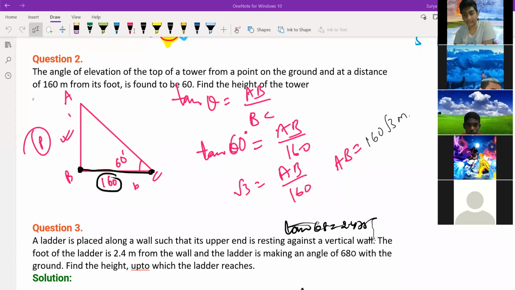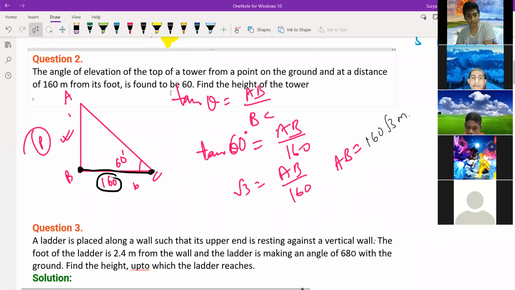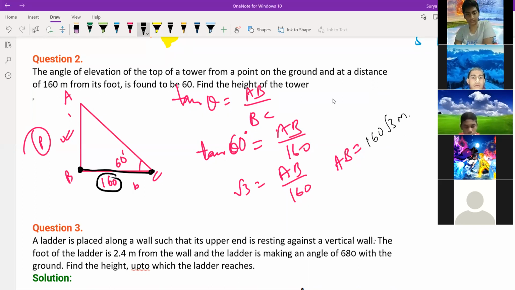So tan 68 is 2.4 or 2.475? 2.475 is the tan 68 degree value. Sir, I got 5.9. Okay, you are getting 5.9. Others, Samarth got 1. You are getting 5.9, right? 2.475 is the value of tan 68.